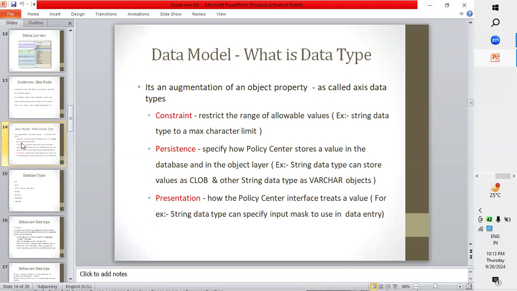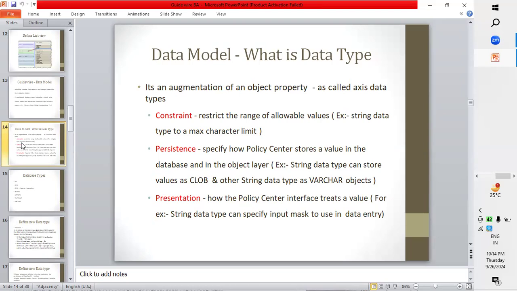Second, persistence. The third one, presentation.